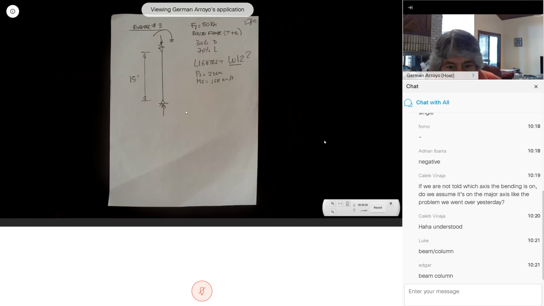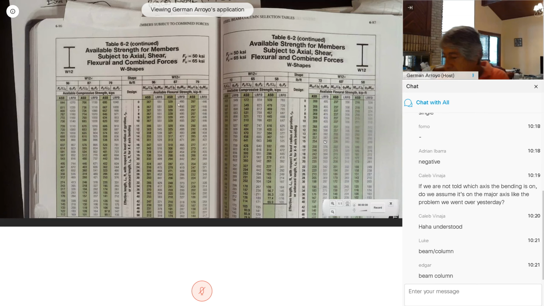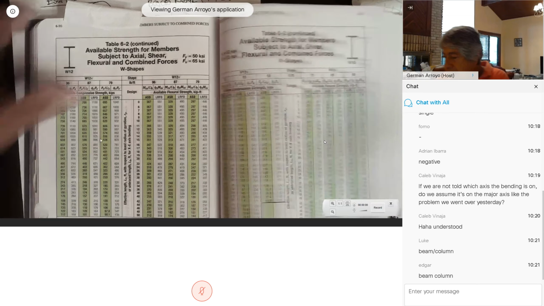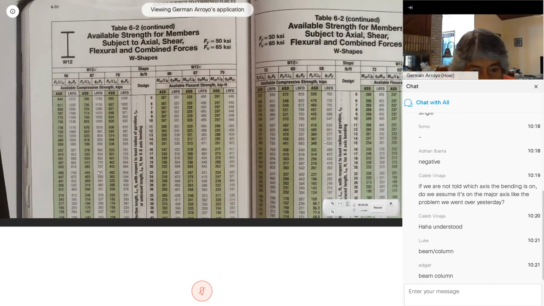Because look, to go to chapter six, to go to the table in chapter six, I'm going to put up a table real quick. Yes, I have picked any table in here. Nothing in particular, but just to go into this table, and they want a W12. So I'm going to go to, I opened it by accident, W12. To go to this table and select a section for this problem, what do I have to have? To go and select my first section, what do I have to have in here?